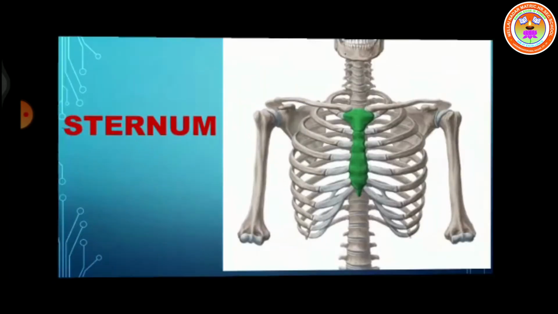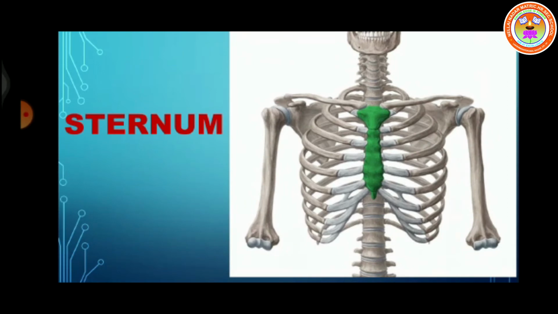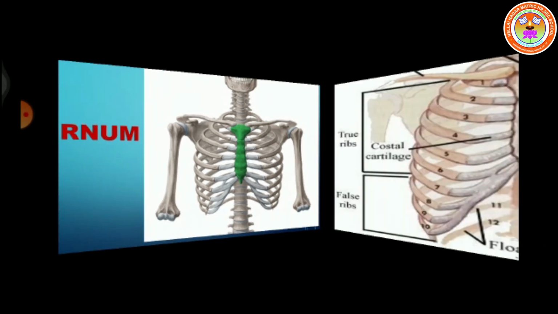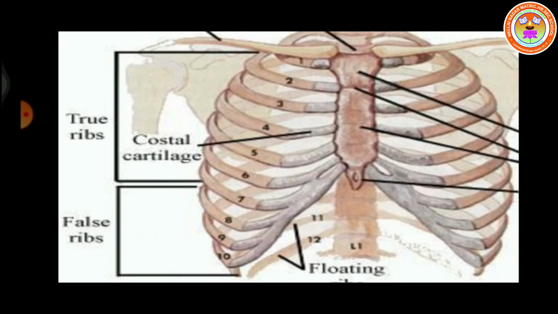Okay, the front bone is called sternum. So the 12 pairs of ribs we have, out of the 12 pairs, 10 pairs are attached to the front bone as well as the backbone. The front bone is called sternum, and the backbone we studied is called vertebral column. Two pairs of lower ribs are free at front.